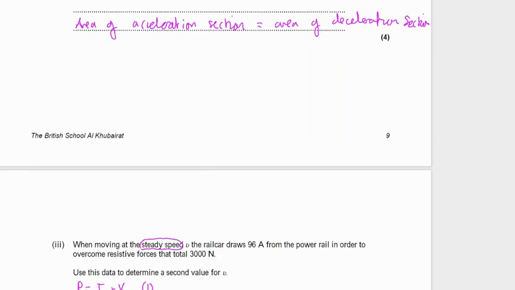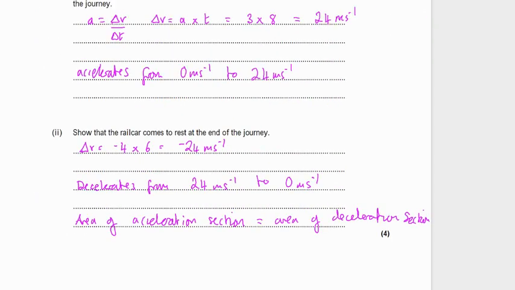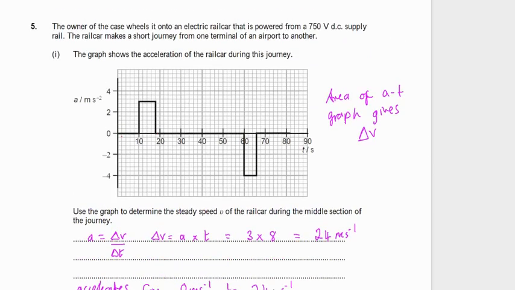Now, the next part, it says show that the rail car comes to rest at the end of the journey. So if you are initially at 24 meters per second after the acceleration period, now for the rest of the section from 18 seconds to 60 seconds, there's no acceleration. So the rail car is at 24 meters per second continuously for the time between the terminals, and then it starts to decelerate during this next 6 seconds.